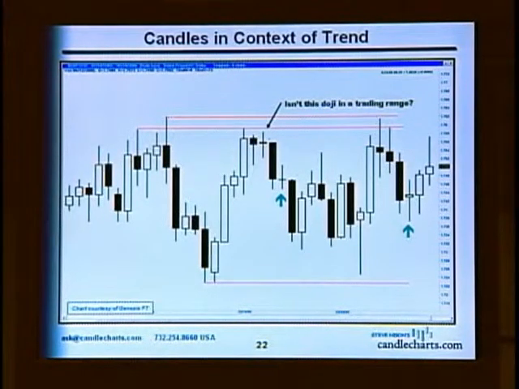Isn't that Doji in a trading range? Yes, but what's the difference? Where does that Doji emerge? The top of the range. Was there an immediately preceding trend? Yes. That's a great short sell, because the market's confirming a resistance area. What was the little clue we had before the Doji? A small real body, right? That's a great trading vehicle.